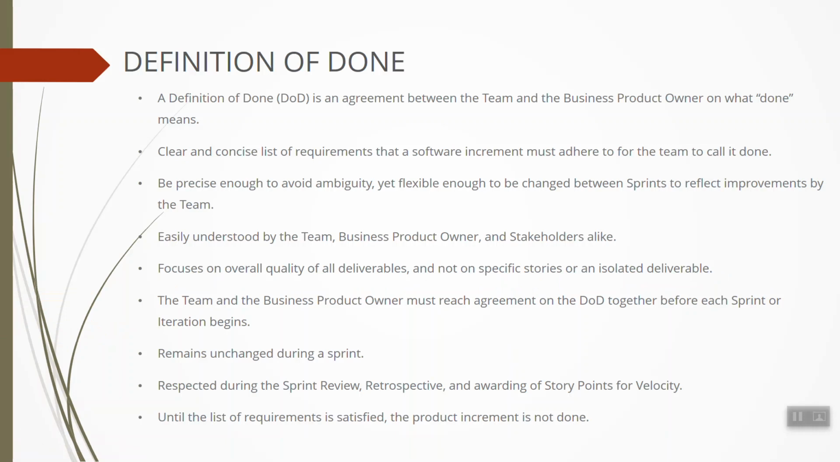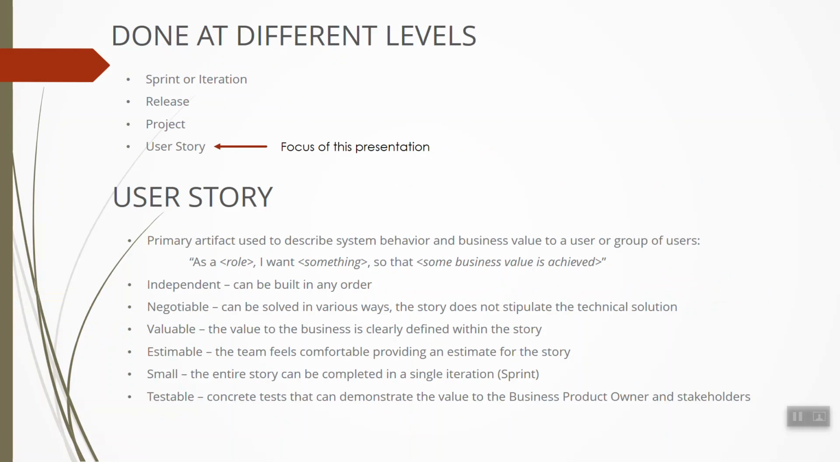That should be respected throughout the sprint and during the sprint review, retrospective, and awarding of story points for velocity. Until the list of requirements is satisfied, the product increment is not done. There are a few areas where the definition of done has a different understanding.